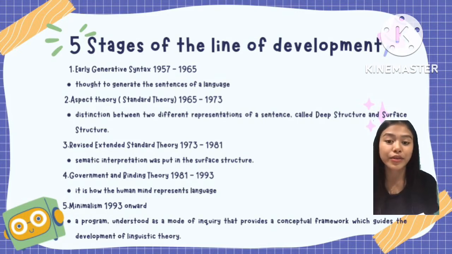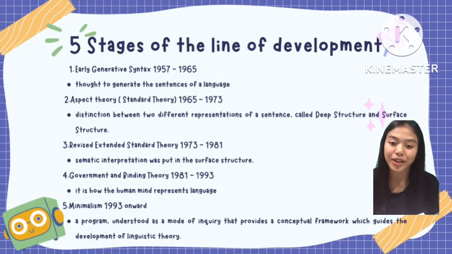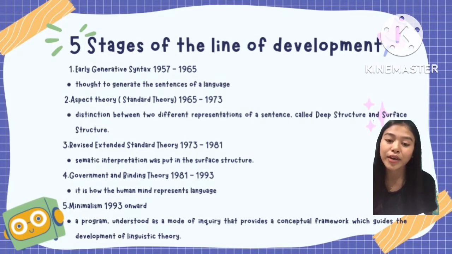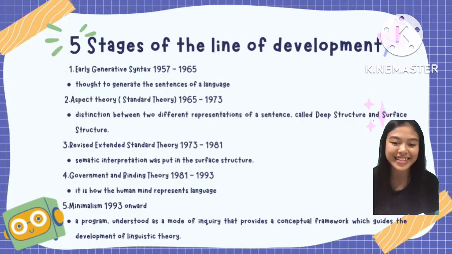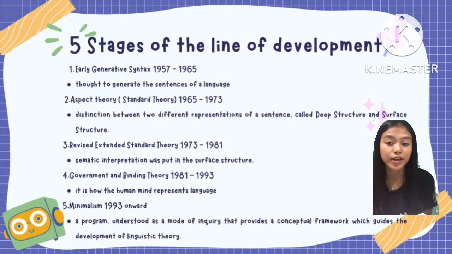Next is the revised extended standard theory. So its semantic interpretation was put in the surface structure. If it will undergo the transformational process, then the meaning of the sentence itself will remain. So that is the revised extended standard theory. Next, number 4 is government and binding theory.